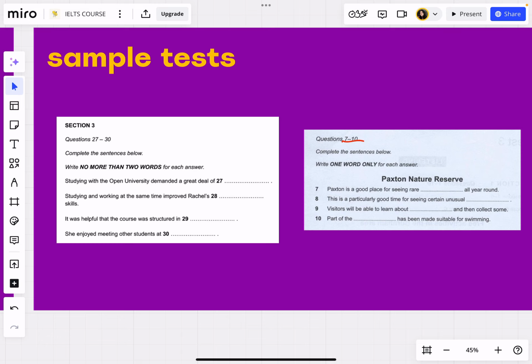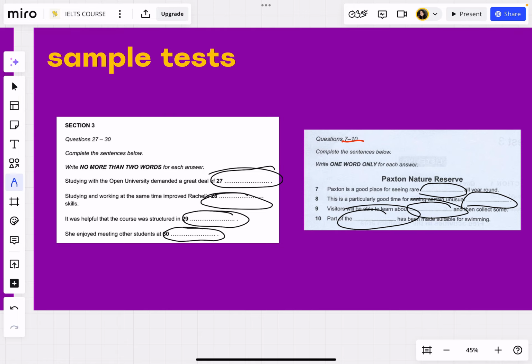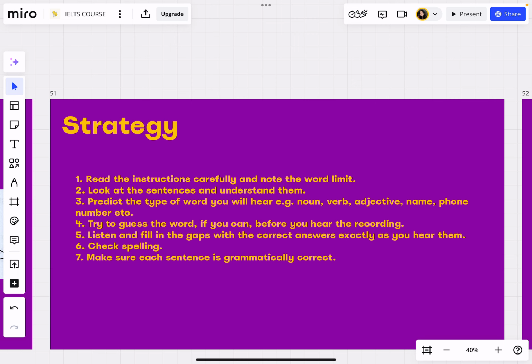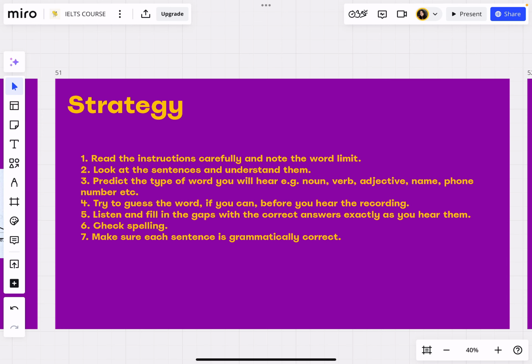There are 2 types you can see. The first one has only the missing words at the end of sentences. But here, in the Pakistan Nature Reserve, you can see in these first 7 sentences the word is missing in the middle, at the end, middle, at the end, in the middle. So it doesn't mean it's hard or easy. It's just a word that's missing. Okay, this is the strategy.